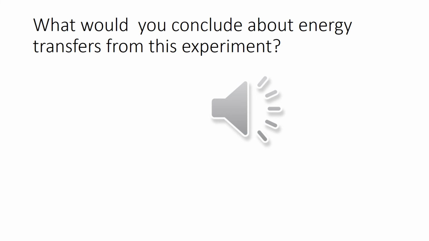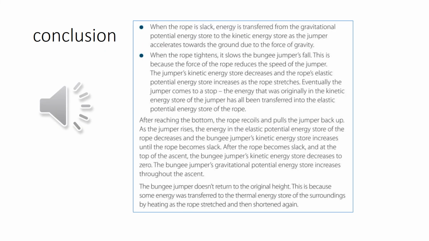So what would you conclude from that experiment about the energy transfers? Think about what happens at the top, what happens at the bottom, what happens to the elastic. See if you can jot a very brief conclusion down. So basically, at the top, you have a high amount of gravitational potential energy. As the jumper jumps or the mass drops, that energy is converted into kinetic energy. As the gravitational potential energy lowers and the kinetic energy rises, that rope will begin to tighten and stretch. So it is then turned into elastic potential energy.